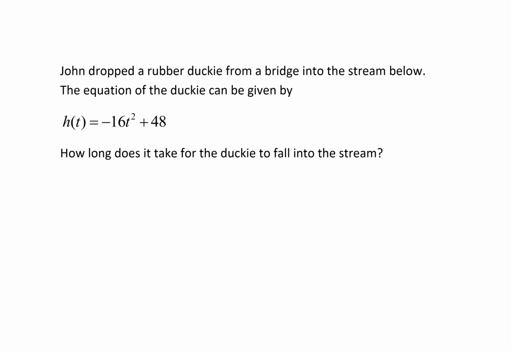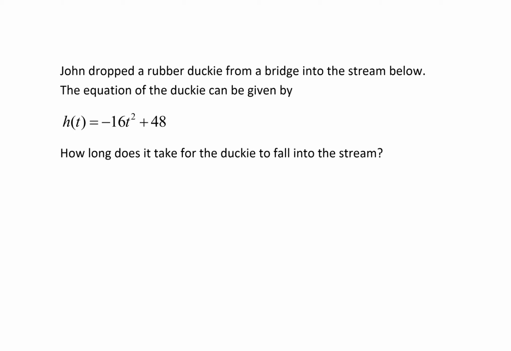Now we're going to think about John and his rubber ducky. So John is standing on a bridge, and he drops his rubber ducky into the stream below. The equation of the ducky can be given by the height as a function of time is negative 16t squared plus 48. This equation is a little different from the last one. There's no number multiplied by t. That's because its initial velocity was 0. John didn't throw the rubber ducky, he just held it out and dropped it. So this equation looks a little bit different, and it's a little bit easier to solve. We're going to find out how long it takes the ducky to fall in the stream.